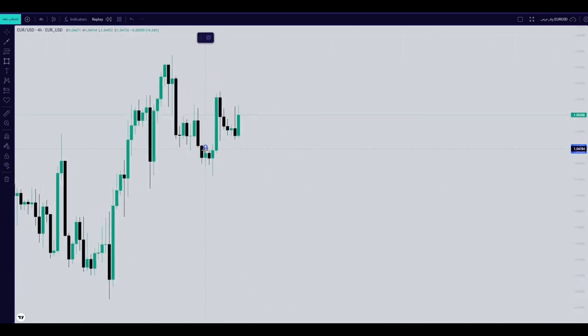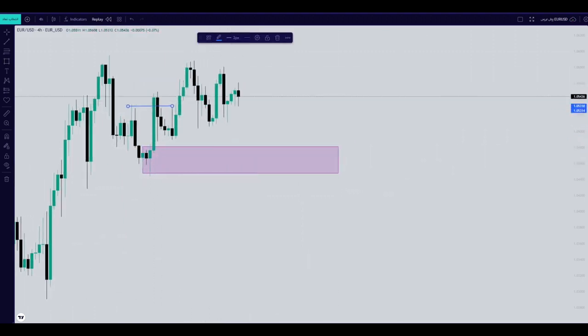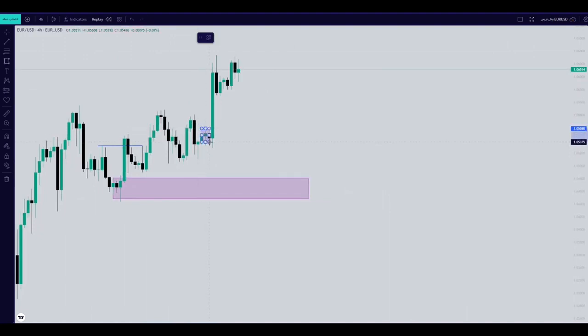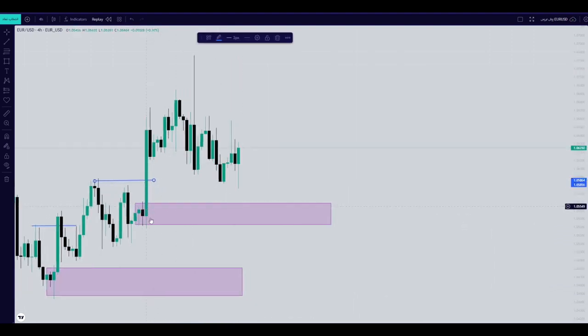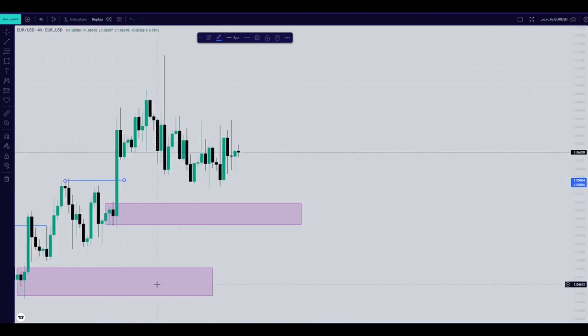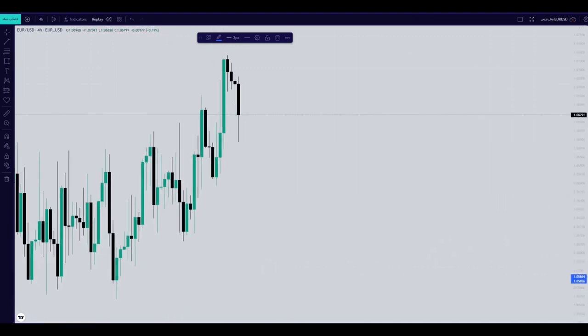Okay, so we got an order block over here. We can see a BOS formation as well. Here is another order block which has also made a BOS of the peak. Now let's see which of these two are valid. Is it this one or this other one?